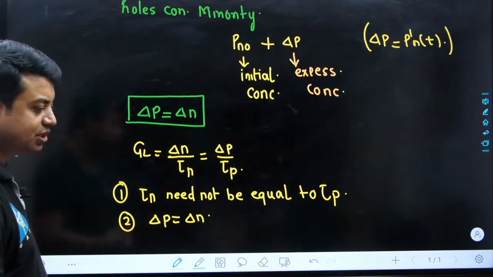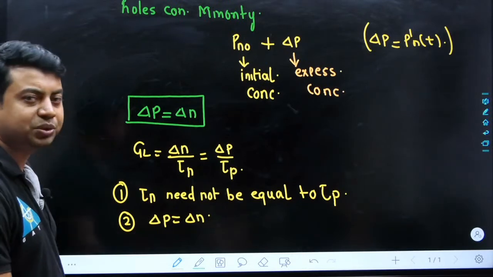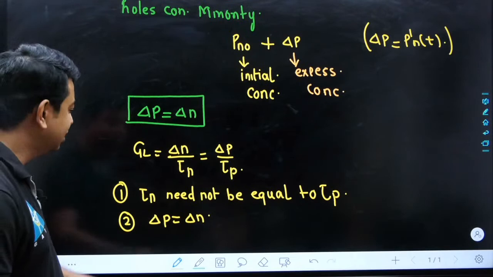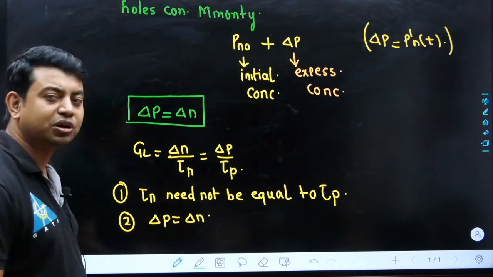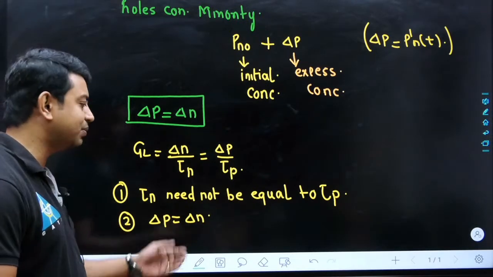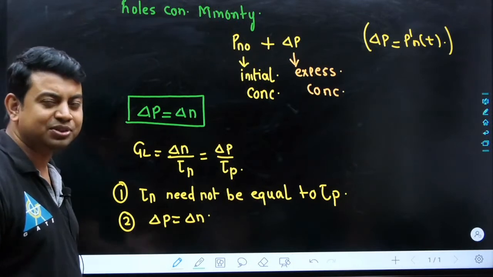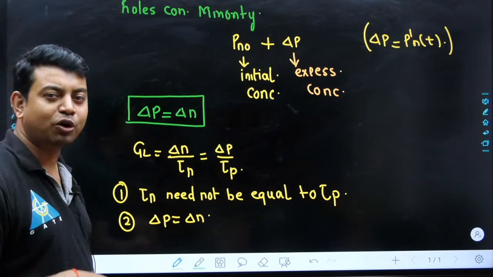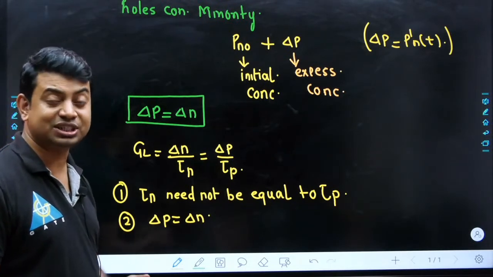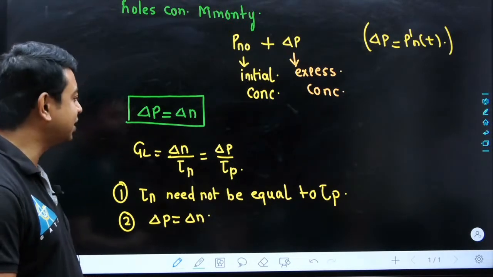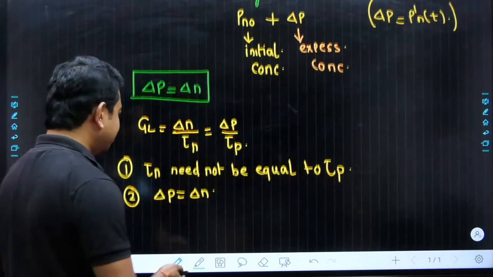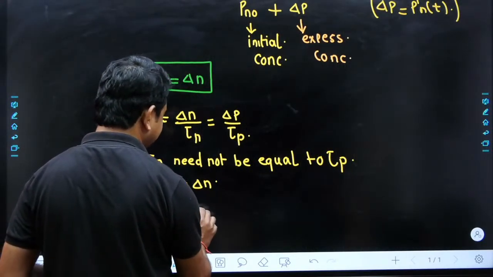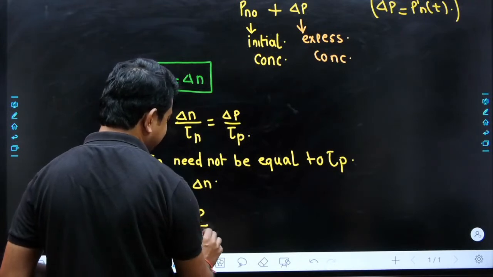So the generated charge carriers within the semiconductor are always equal, either electrons or holes, but it is not mandatory that tau n is equal to tau p. Sometimes they may be equal, sometimes not, but these values are found practically. So we just need to find GL, and it can be found because tau p is given, so I am using that one.